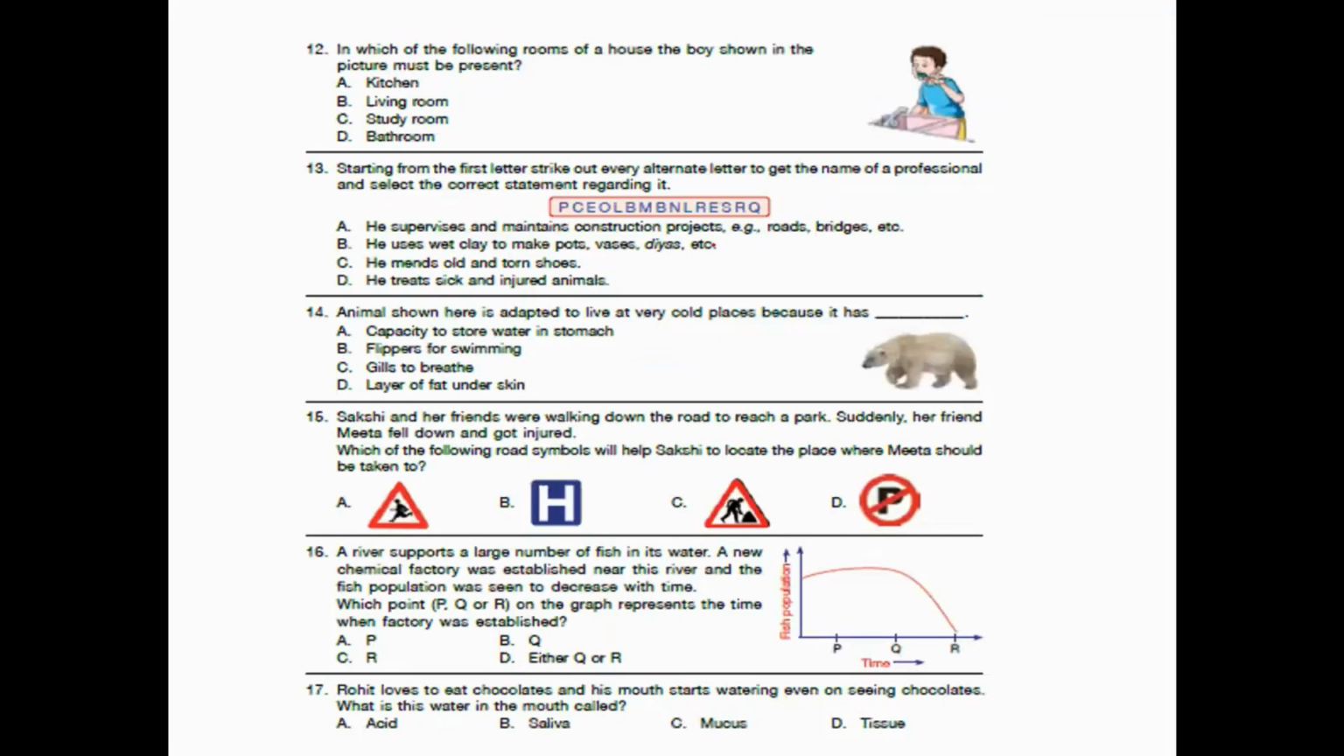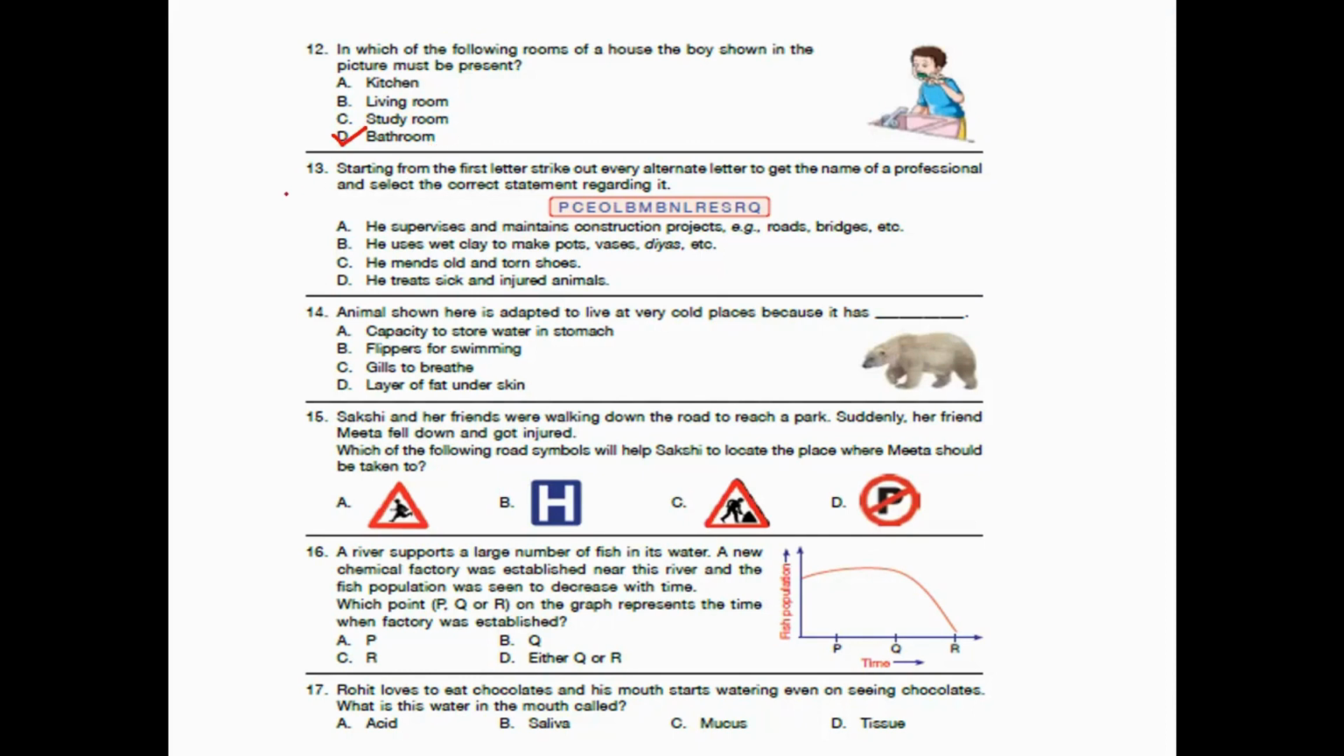Coming to question number 12. In question number 12, it is said, in which of the following rooms of our house must the boy shown in the picture be present? So here we can see the boy is brushing his teeth. So here the answer will be bathroom. So we don't use our kitchen, living room or study room for brushing, right? We use the bathroom to brush our teeth.